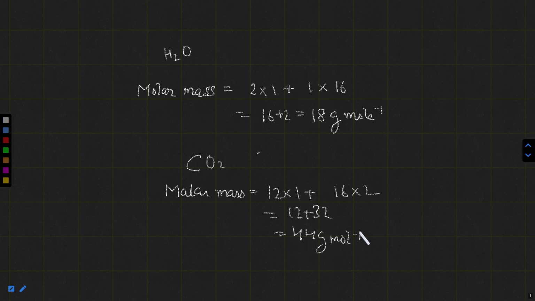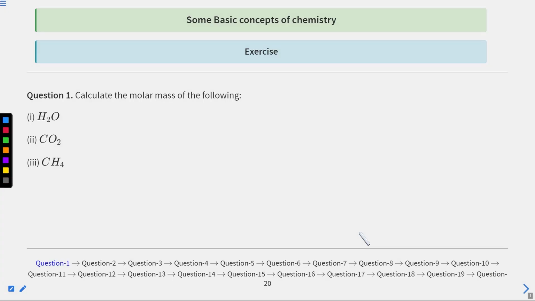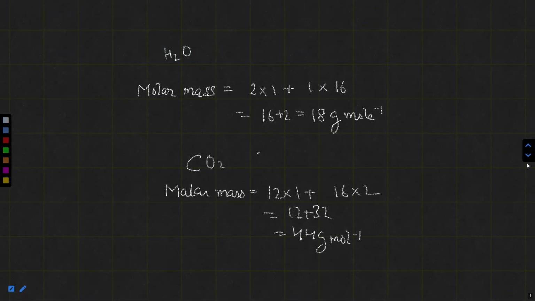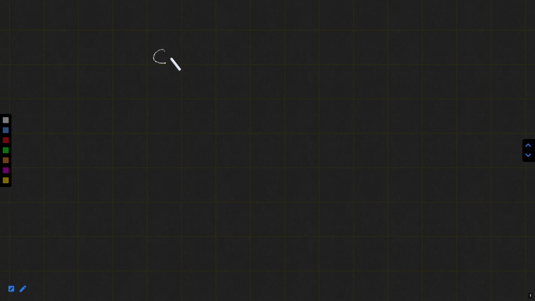Right? Next is CH4. So how will we do it? CH4. So molar mass will be equal to 1 carbon, so 12 into 1 plus 4 hydrogen, that is 4 into 1, that would give us 16 gram per mole.